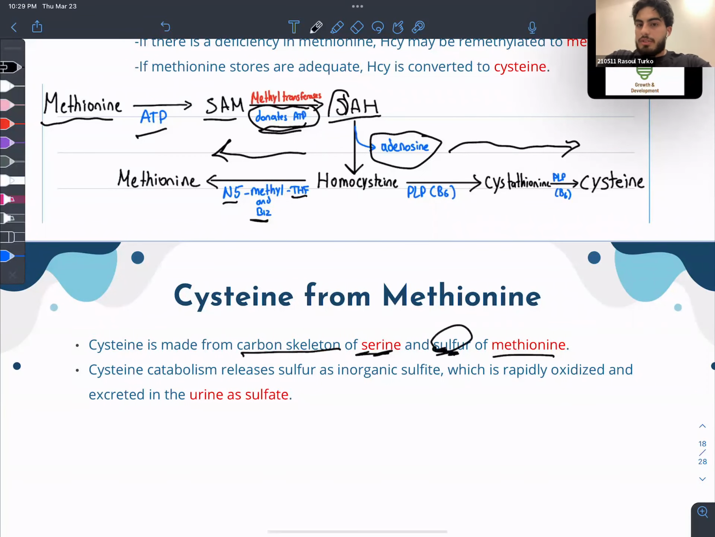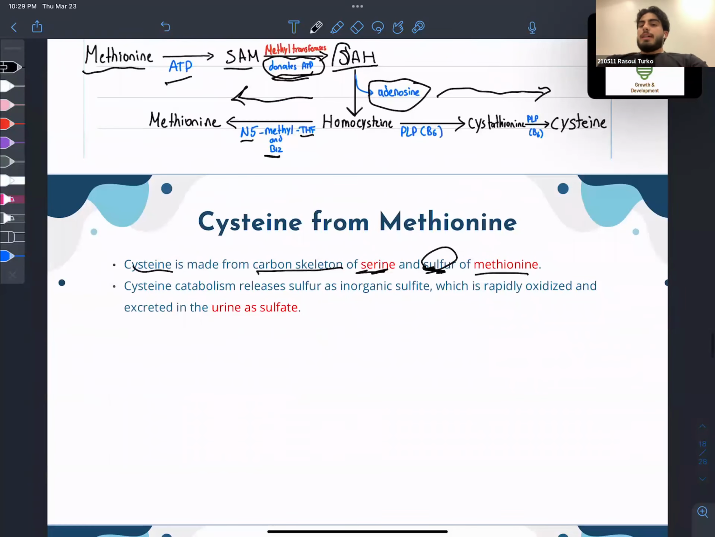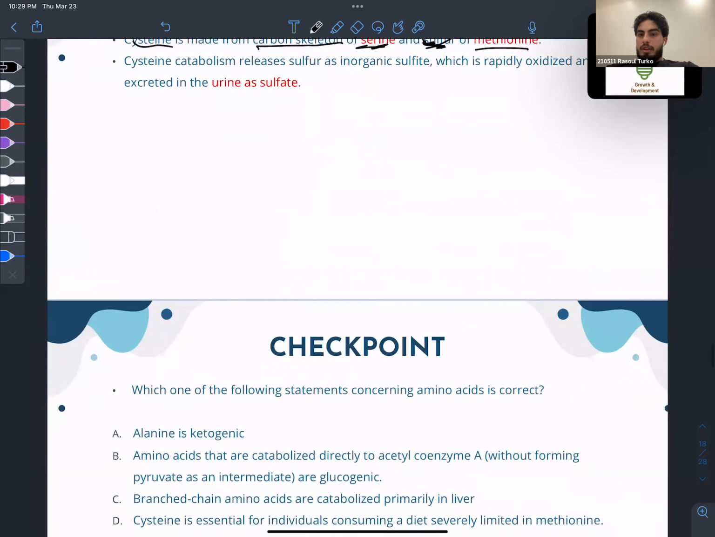S, the sulfur, to cysteine, and then it gets the carbon skeleton from serine. And we need to know that the breakdown of cysteine gives us sulfite, which is oxidized and excreted in the urine. Okay, and that's what you need to know from cysteine.